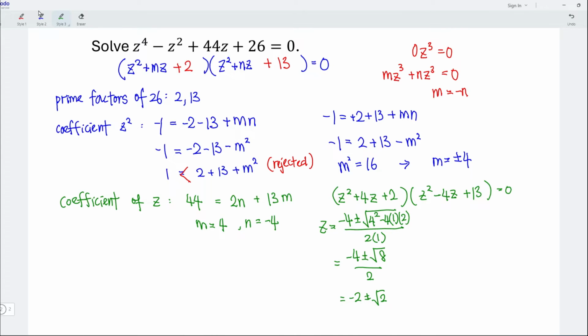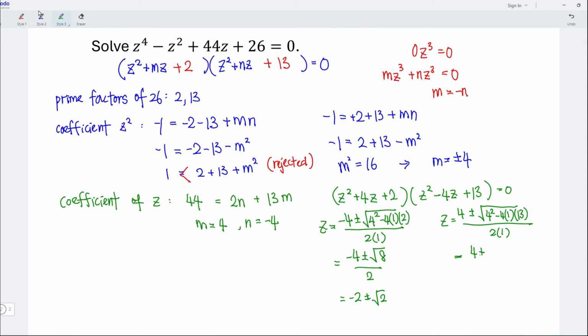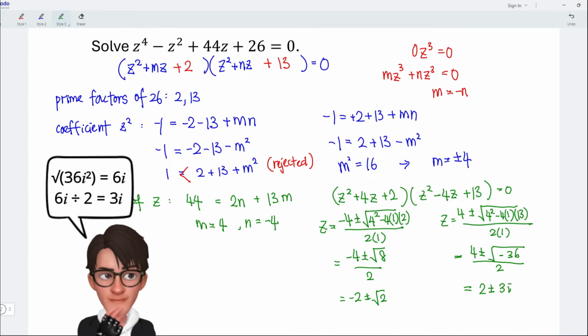On the other hand, for the second quadratic function, we shall have z is equal to 4 plus minus square root of 4 squared minus 4 multiply 1 multiply 13 divided by 2 multiply 1. Simplified, we have 4 plus minus square root of negative 36 divided by 2. Take note that in complex number, negative 1 is simply i squared, which means that negative 36 can be written as 36i squared. So we should have 2 plus minus 3i, and hence we are done.